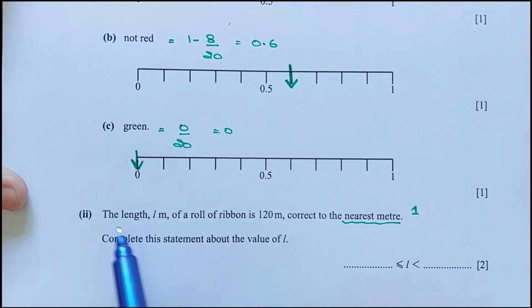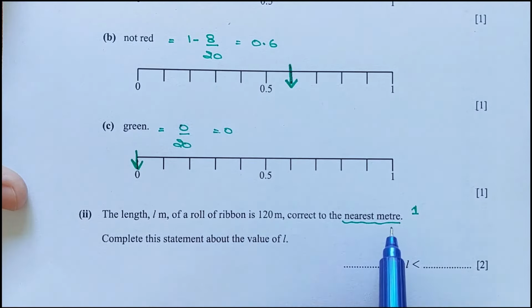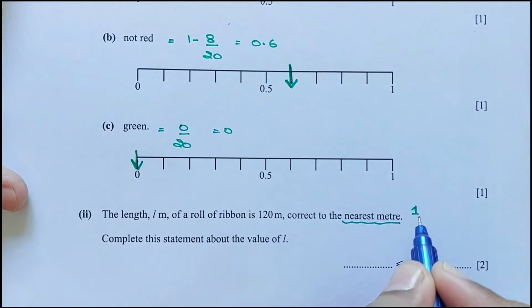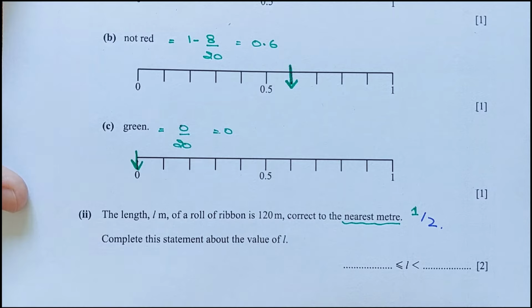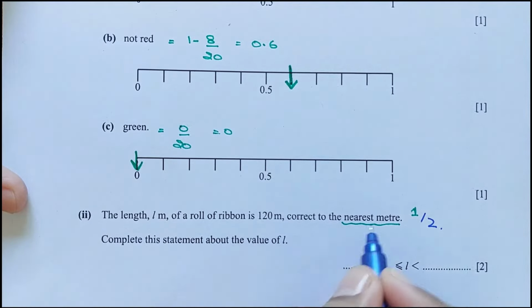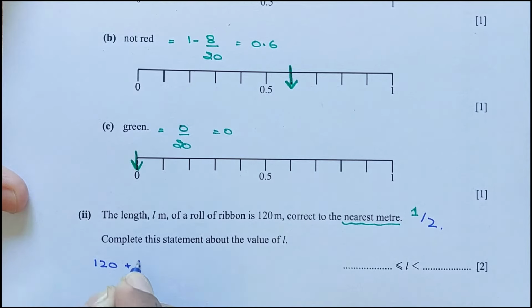Now for the second part, the length L meters of a roll of ribbon is 120 meters, correct to the nearest 1 meter. Complete this statement about the value of L. We have to find the minimum and the maximum value, the upper and the lower bounds. Correct to the nearest 1 meter means we divide 1 by 2. To 120 we add 1 by 2 to get the upper bound, and from 120 we subtract 1 by 2 to get the lower bound.